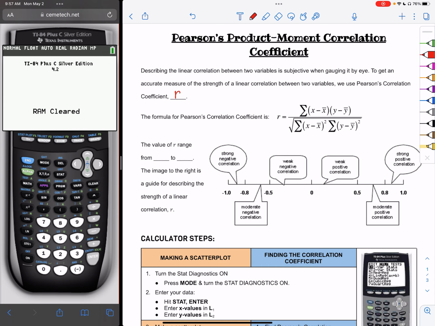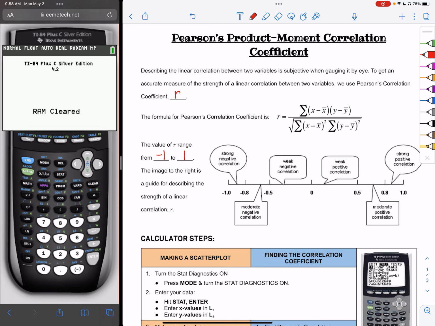The formula for Pearson's correlation coefficient is this formula here, but you do not have to memorize that, so don't worry. I'm going to show you how to find it in the calculator. One thing that you have to know about Pearson's correlation coefficient is that it's going to range from -1 to +1. So the image to the right is going to be a guide for when you want to describe the strength of a linear correlation.